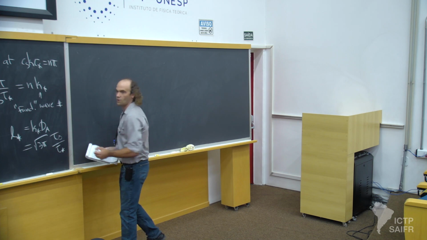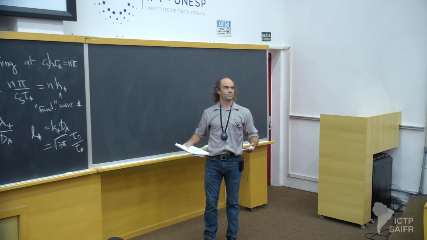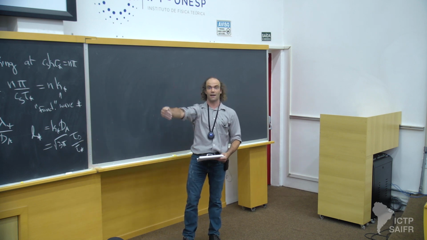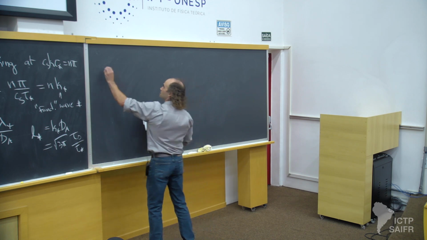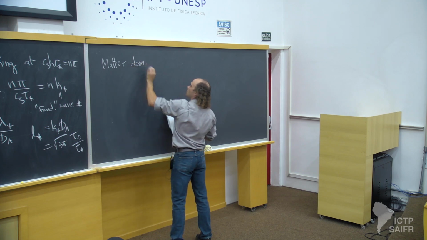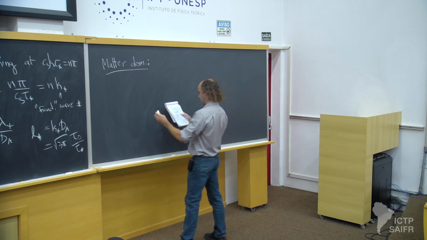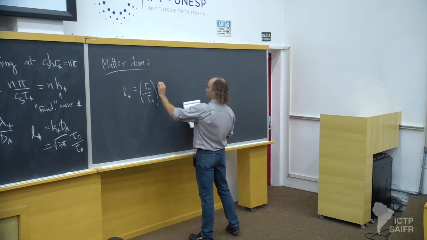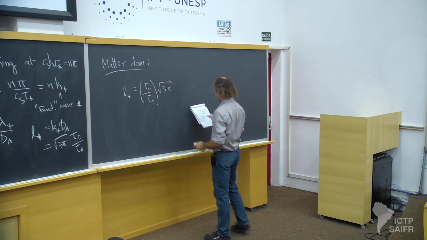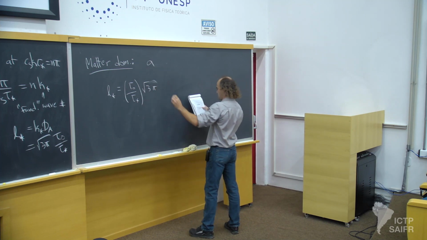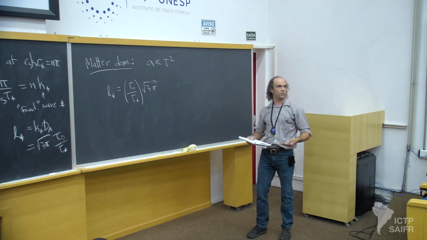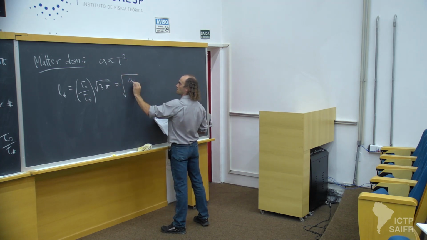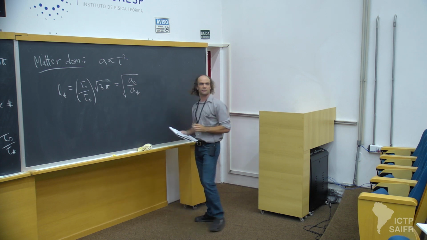Okay, so now we know that after recombination, everything was matter dominated. So that means we can figure out a relationship between this ratio of taus and the redshift at the point of recombination. And so we can re-express this as L star equals tau naught over tau star. We're just writing the same thing again. Whoops, not under the square root. And a, if you solve the Friedmann equations for matter domination, goes like tau squared. And so this is the square root of a naught divided by a at the time of recombination.